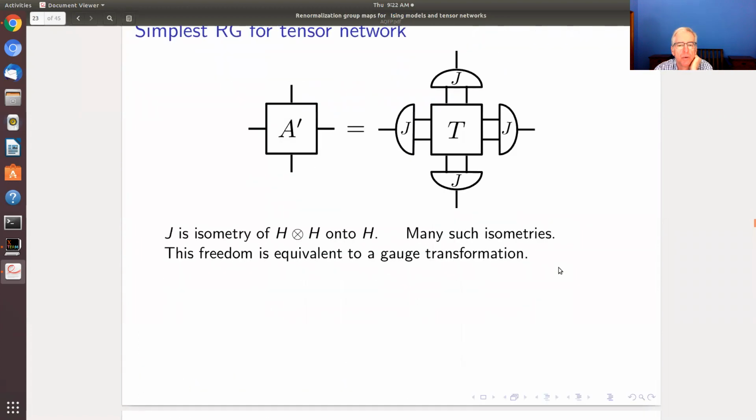Okay, and let me just note, there's a ton of freedom, of course, in how you choose that J. There's no canonical way to do that. But let me note that if you fix the J and then apply a gauge transformation after this renormalization group map, you recover all possible J's. So the freedom in the choice of J can also be thought of as a freedom in the gauge transformation.